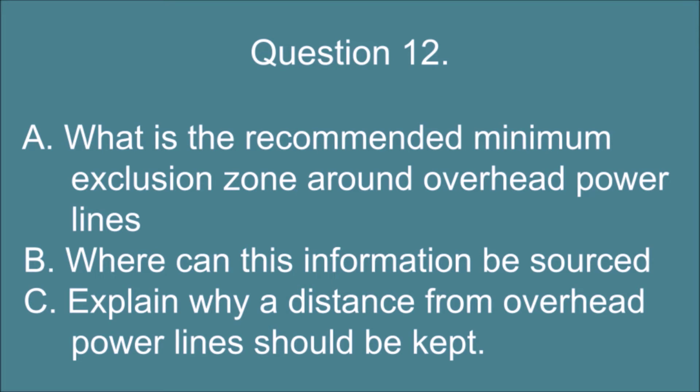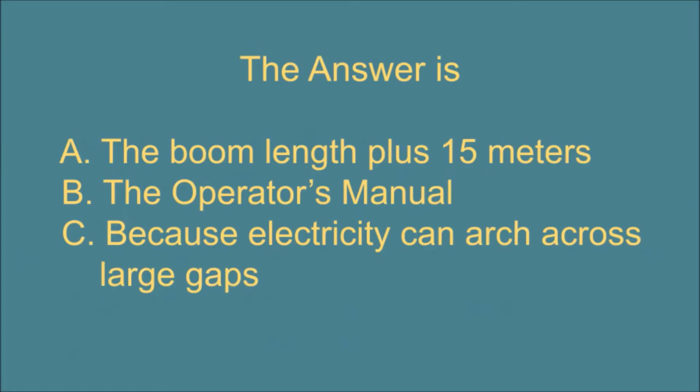Question 12. A. What is the recommended minimum exclusion zone around overhead power lines? B. Where can this information be sourced? And C. Explain why a distance from overhead power lines should be kept. The answer is: A. The boom length plus 15 meters. B. The operator's manual. C. Because electricity can arc across large gaps.